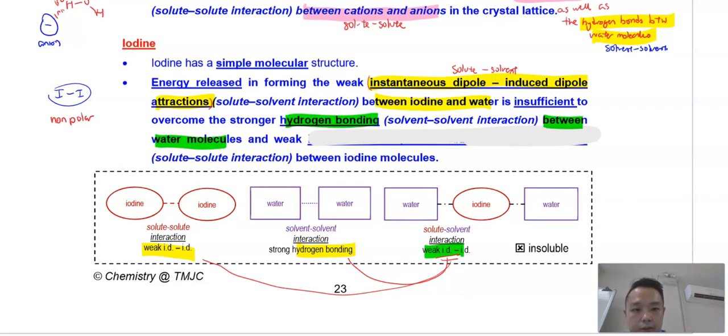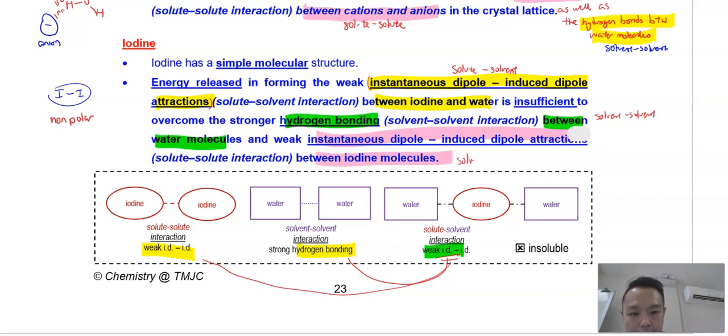It's your solvent-solvent interaction, as well as the weak ID-ID between your iodine molecules, which is your solute-solute interaction. So it's insufficient to overcome, and that's why we can conclude it's going to be insoluble.